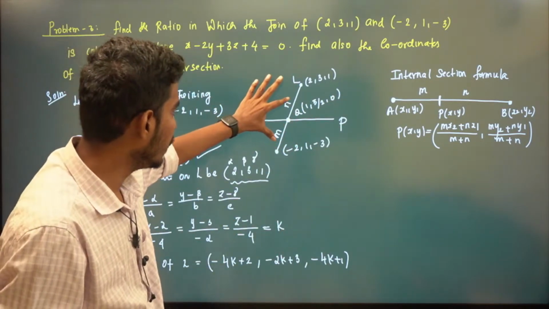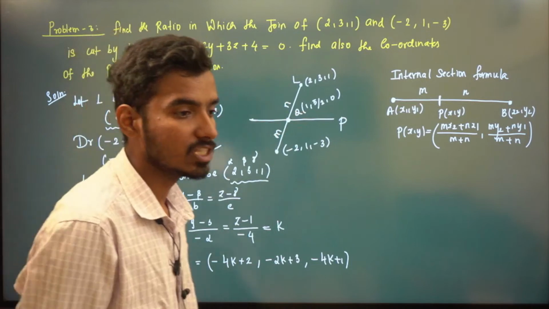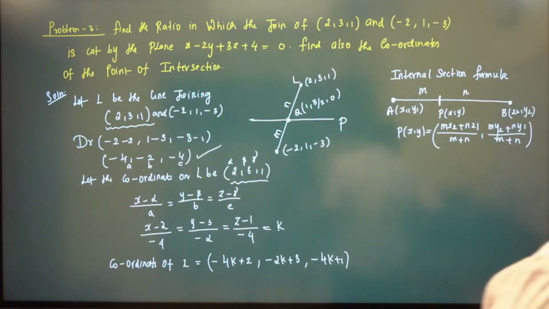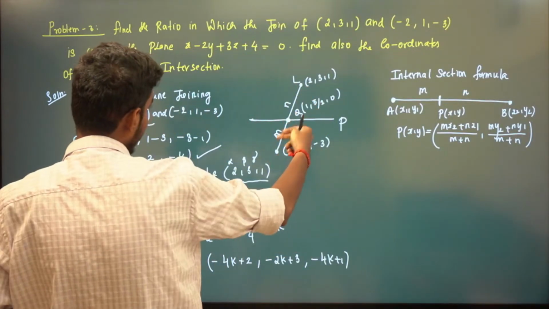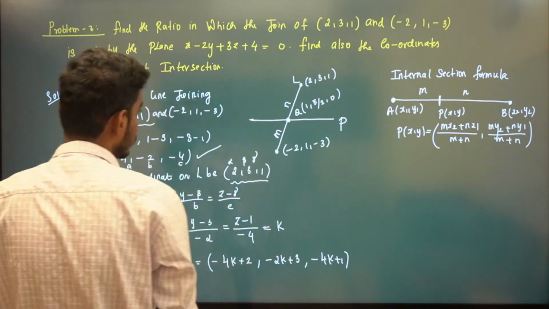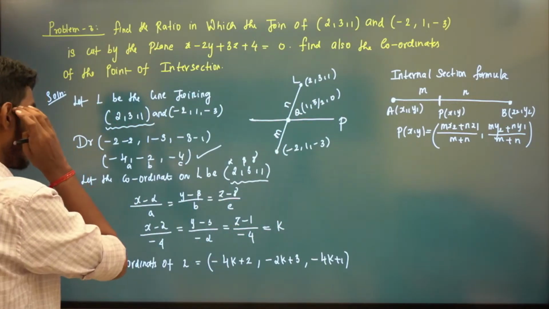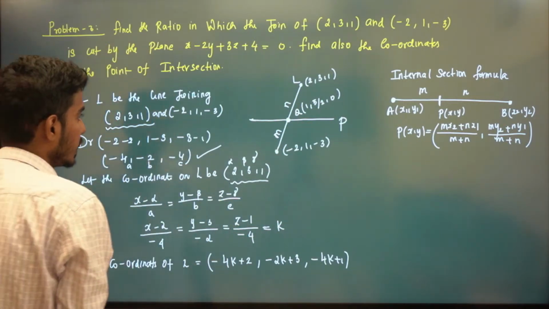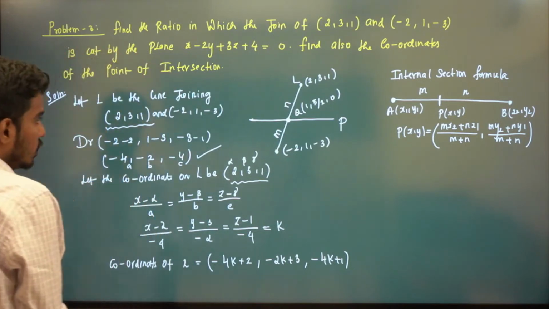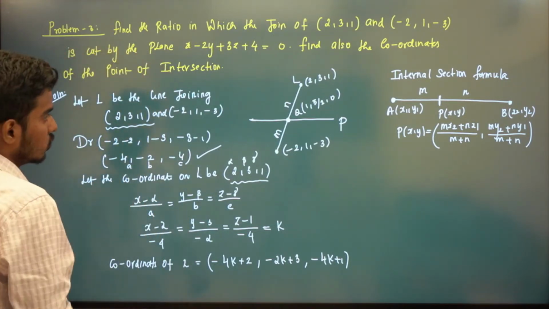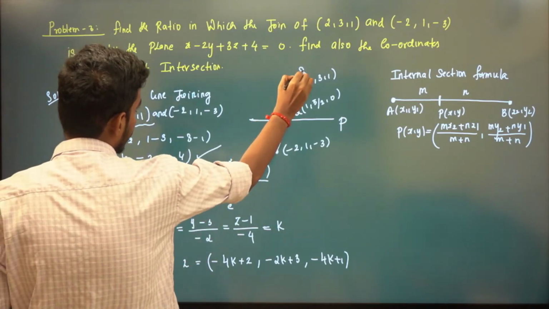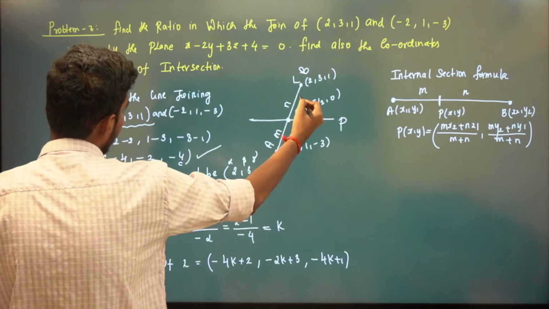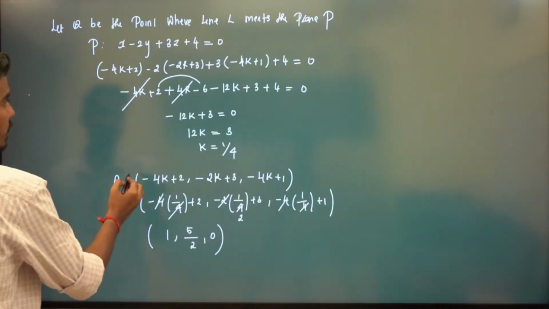Now we need to find m and n. We know Q also, so apply this formula and you will get the value of m is to n, right? Now Q divides the line in the ratio of m is to n. Q is the point of intersection, right? Okay. Let us call this point A and this point B. Now Q divides AB in the ratio of m is to n, right?